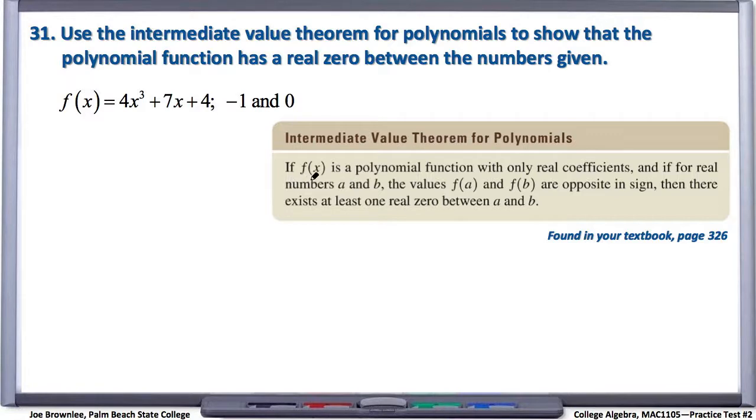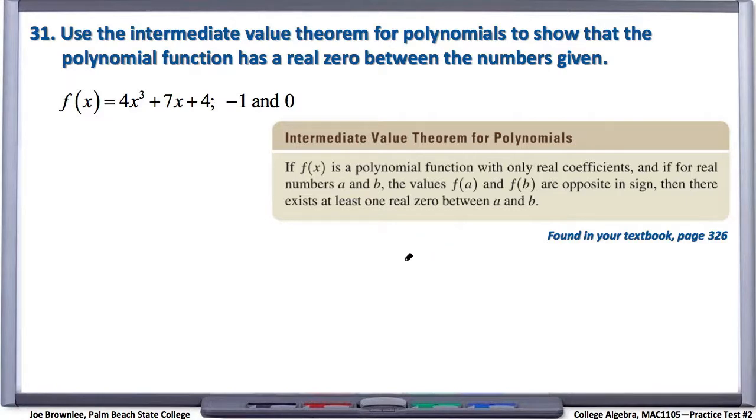if f of x is a polynomial function with only real coefficients, all right, so here's f of x. This is our polynomial. We have only real coefficients, right? 4 is real, 7 is real, our constant is real. And if for real numbers a and b, so we'll let -1 be a, we'll let 0 be b. So if for real numbers a and b, the values f of a and f of b are opposite in sign, then there exists at least one real zero between a and b.